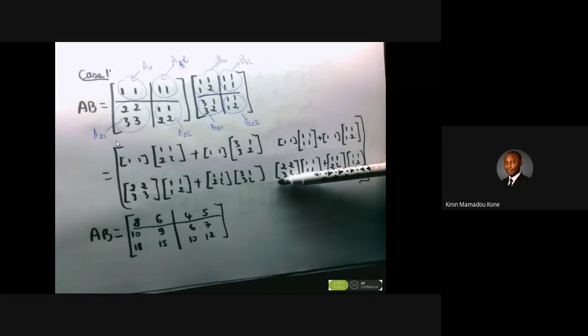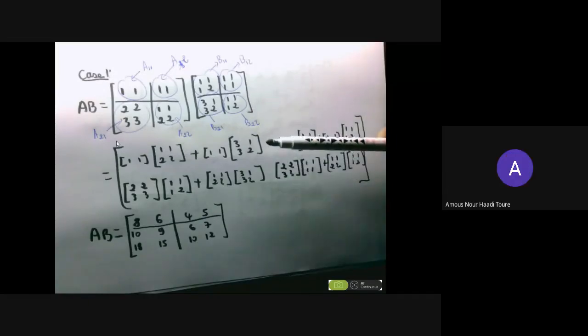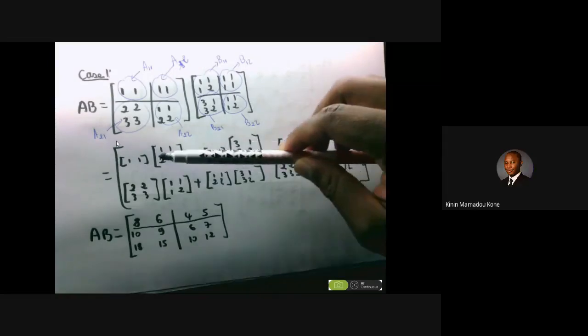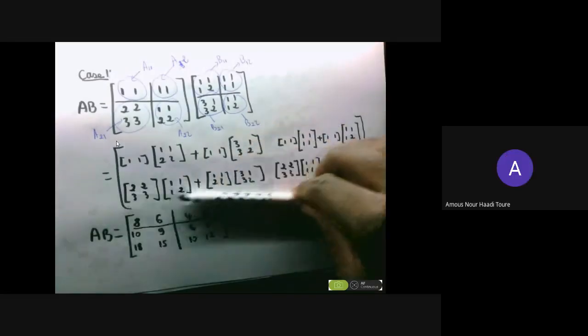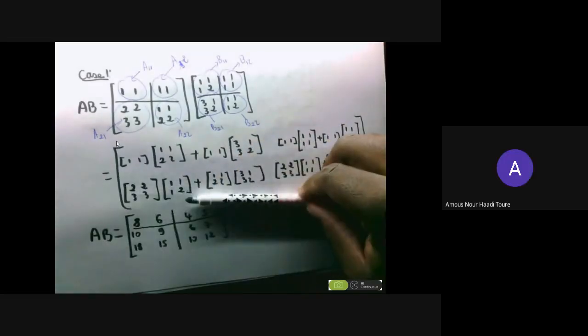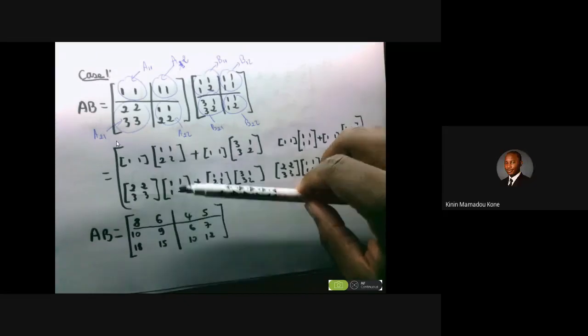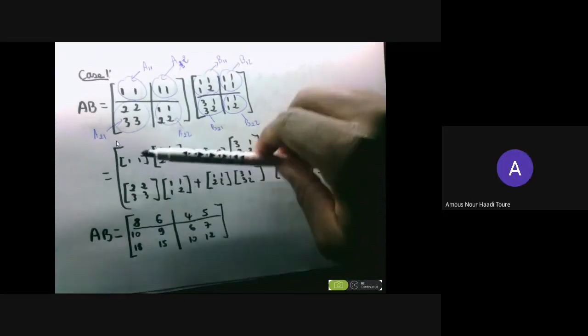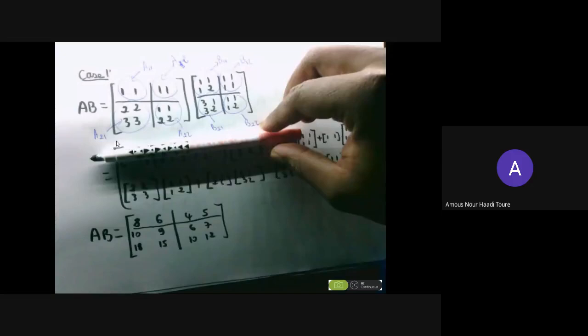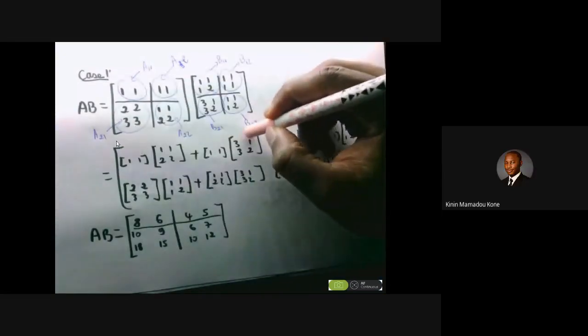What's the position? The position is the first line. Actually, the second line. The position is the first column, first row. You're talking about this section? First row, first column.